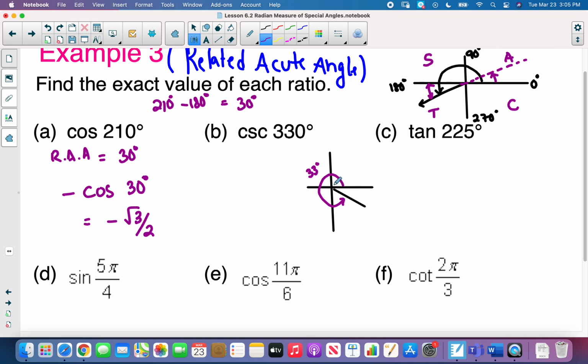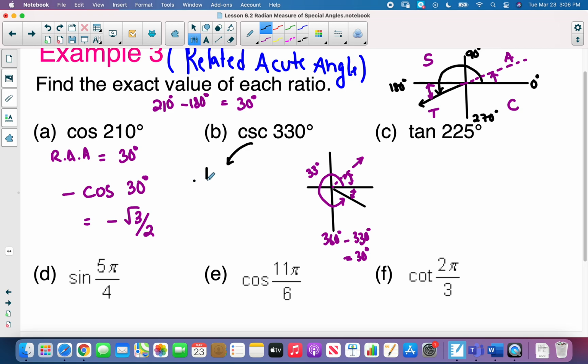So what is the related acute angle that relates to this angle? This angle here will be the same as this angle here. If I do 360 minus 330, I get 30 degrees. So the related acute angle here is 30 degrees. So cosecant 330 will have the same numerical measure as 30 degrees. But I also notice that cosecant is a secondary trig ratio, so I'm going to rewrite this in terms of its primary ratio.